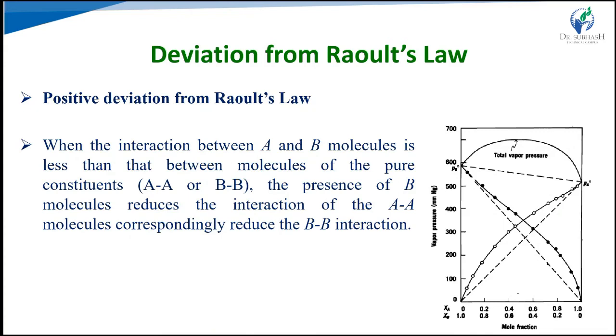So what actually happens in positive deviations from Raoult's law? When the interaction between A and B molecules is less than the interaction between the molecules of the pure constituents, AA for solute and BB for solvent, the presence of B molecules reduces the interactions of the AA molecules, and correspondingly the BB interactions. So here we can say the total vapor pressure is the addition.